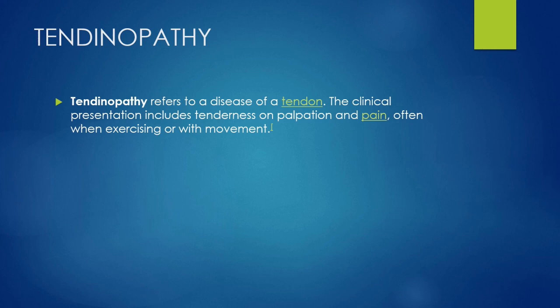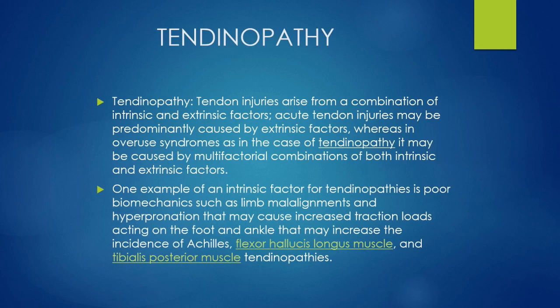So let's talk a little bit more about the various forms and presentations of the tendinopathies. Tendinopathy refers to any type of disease of the tendon. And we know that tendinopathies can be both acute and, more commonly, chronic conditions. Now, tendon injuries arise from a combination of both intrinsic and extrinsic factors. And we'll talk about those as we get into this program.